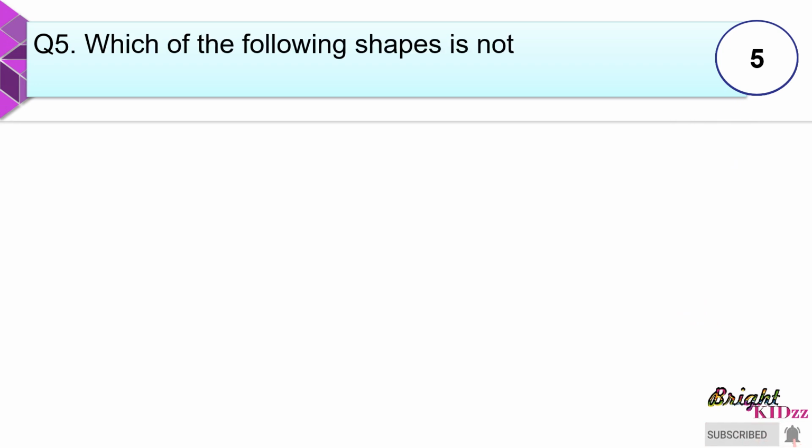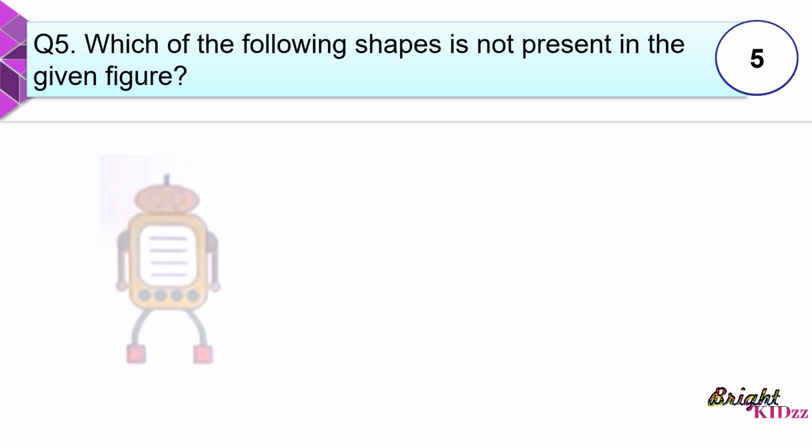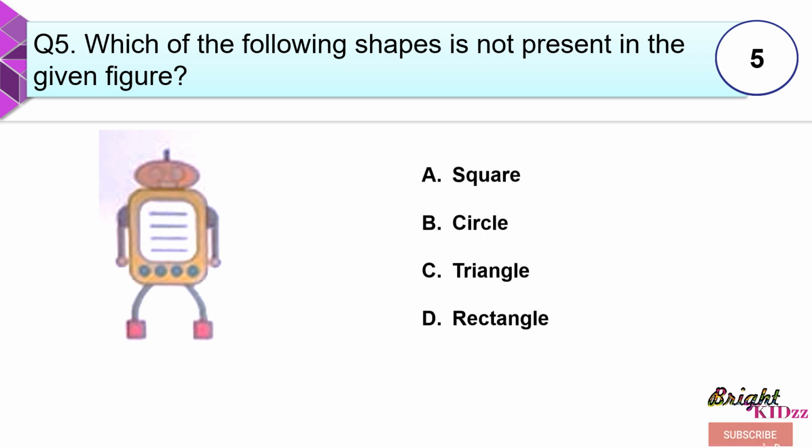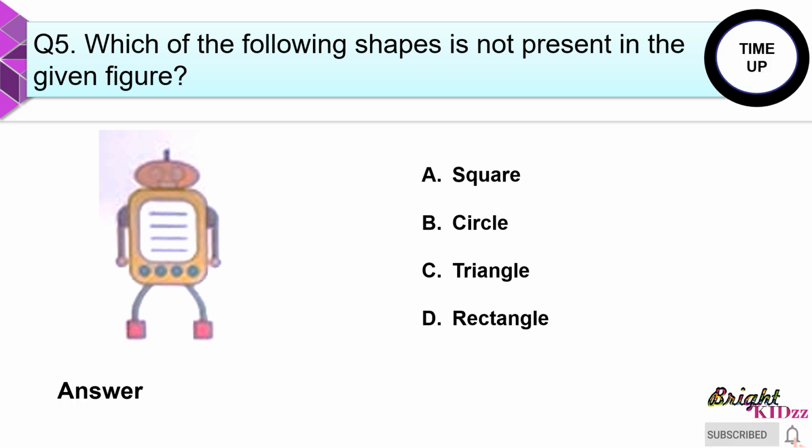Which of the following shapes is not present in the given figure? Square, circle, triangle, rectangle. Answer triangle. Here we can see the squares are present. These are the circle and mouth is rectangular in shape. But triangle is not seen anywhere. So the triangle is the answer.